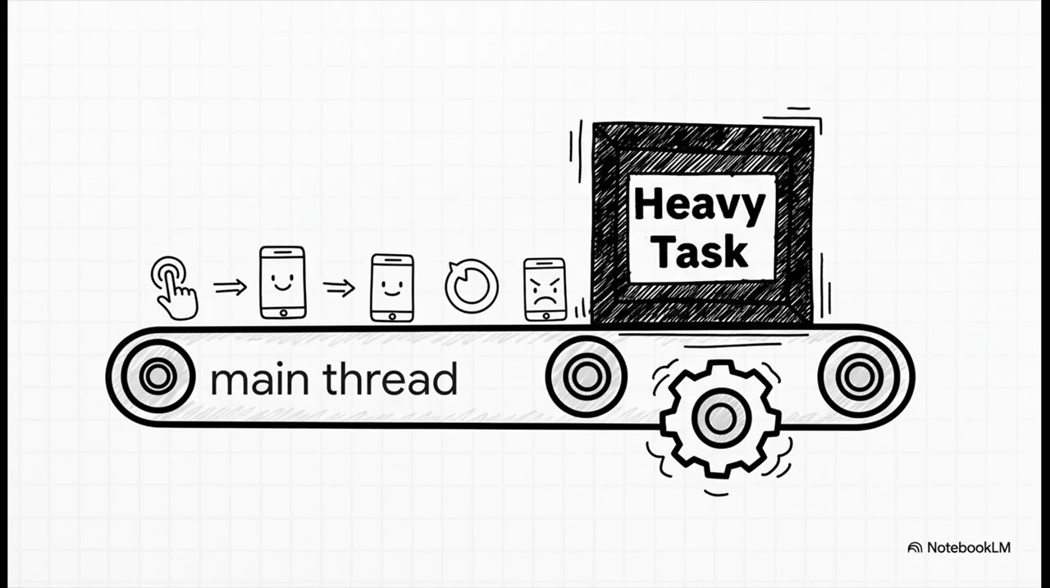Well, the culprit, the villain in this story, is an overloaded main thread. See, the main thread has a ton of responsibility. It handles literally everything you see on the screen, every UI update, every animation, every single tap and swipe from the user. So when you tell it to do some heavy, time-consuming work, it gets completely bogged down and can't do anything else until it's finished.